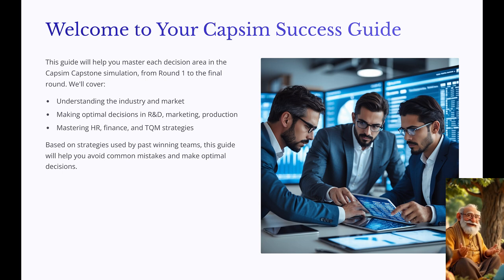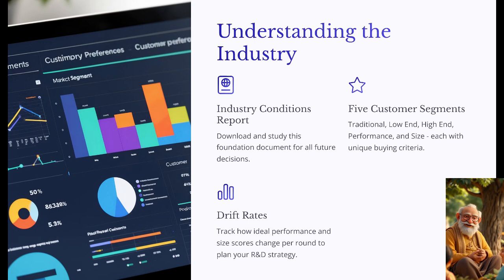Understand the industry. Industry conditions report. The very first thing you need to do is download and study the industry conditions report. This document gives you the foundation for all future decisions. It provides information about the 5 customer segments: traditional, low-end, high-end, performance, size. Each segment has unique buying criteria that evolve over time.